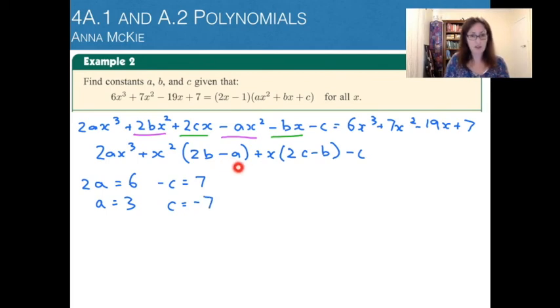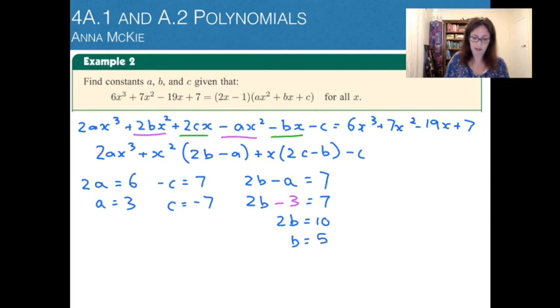And then we've got these two terms here. This is the coefficient of x squared. So 2b take 2a must be equal to the coefficient of this x squared, which is 7. We've got two variables here. However, we already know what one is. A is equal to 3, so we're subtracting off 3 and solving for b. So 2b is equal to 10, therefore b must be equal to 5.